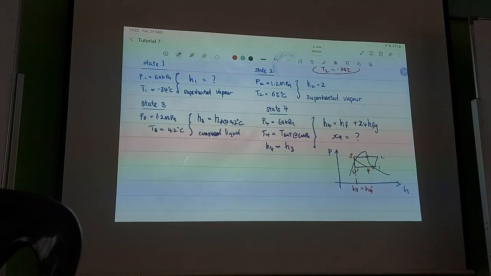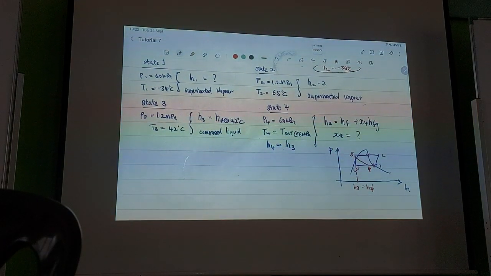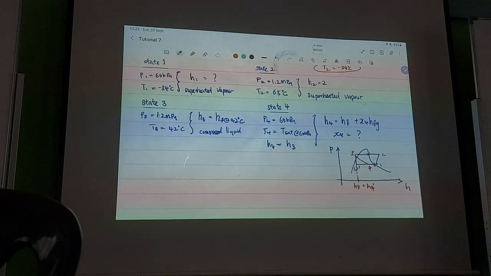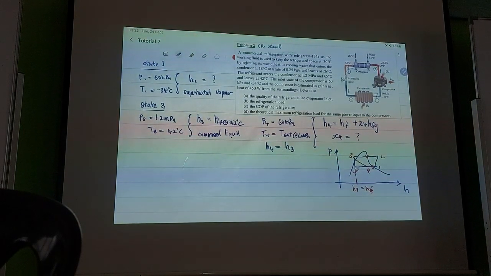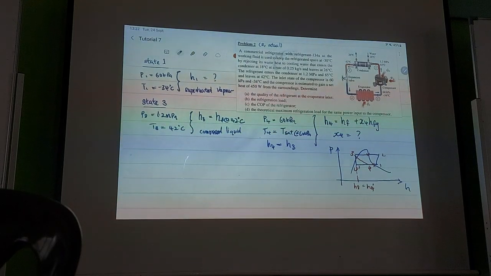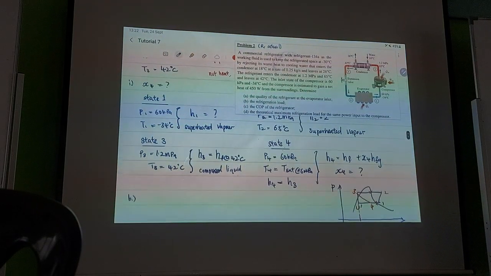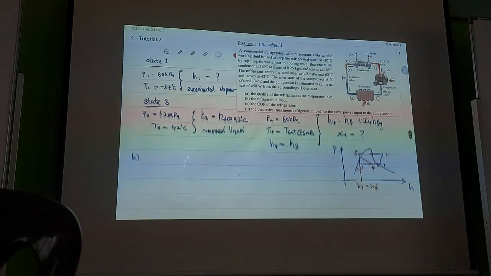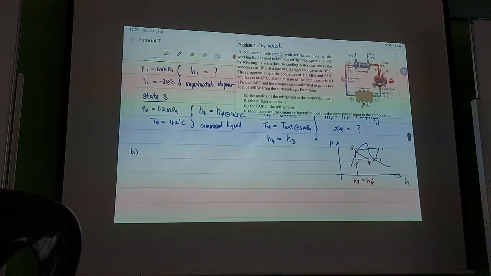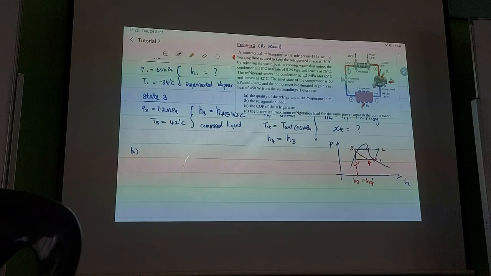So now that you get H4, then you get X4. So pretty much you got all the H in this case. Then we come back to the question. So A, you need to find the refrigeration load. Refrigeration load is very straightforward.